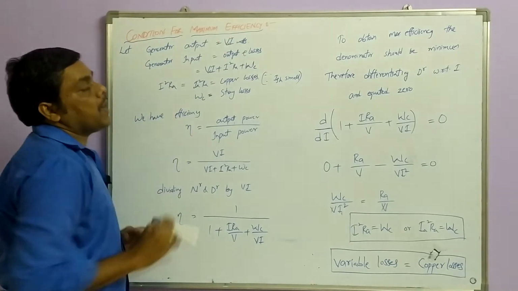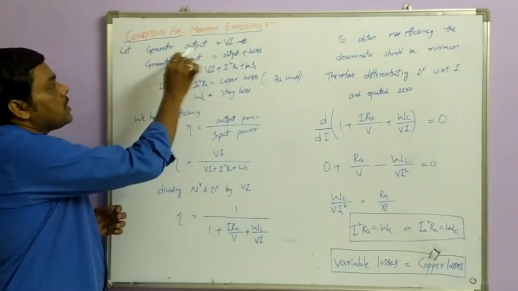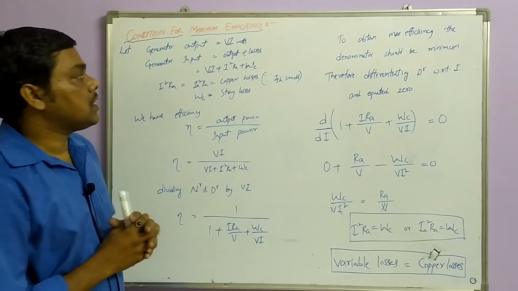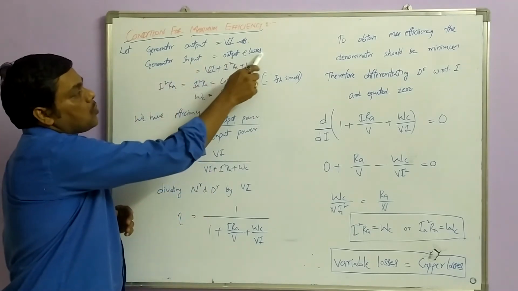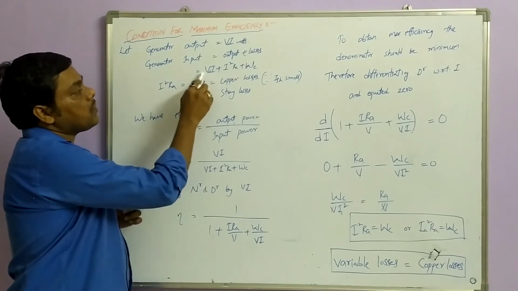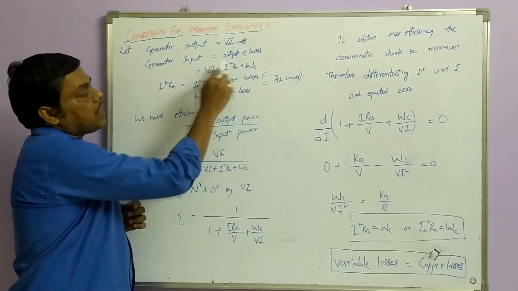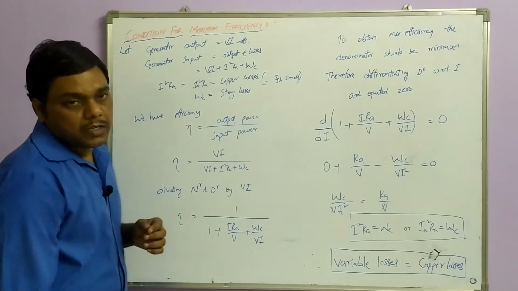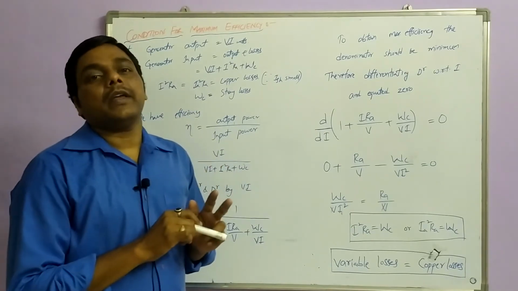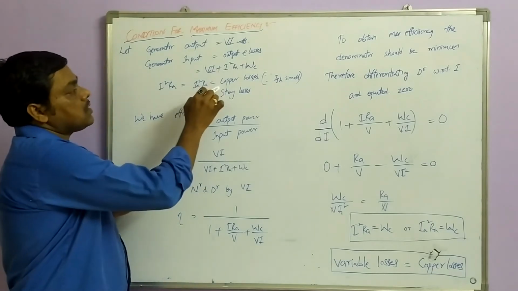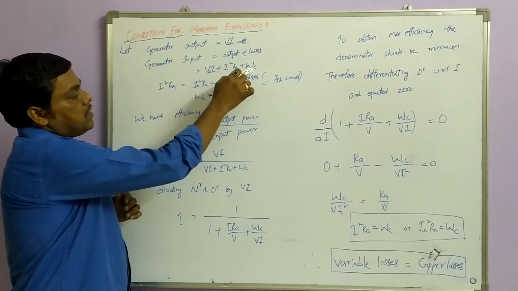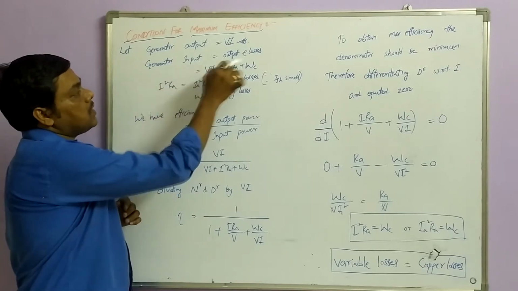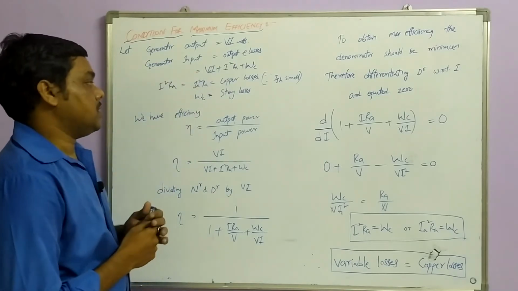For the condition for maximum efficiency, let the generator output power be equal to VI watts, nothing but the electrical output power, and generator input is output plus losses. So what is the output power? V into I, and I square Ra is the copper losses and Wc is the stray losses. Stray losses include mechanical plus iron losses. Now these copper losses and iron losses are added together, and this is added to the output power. You will get the generator input power.